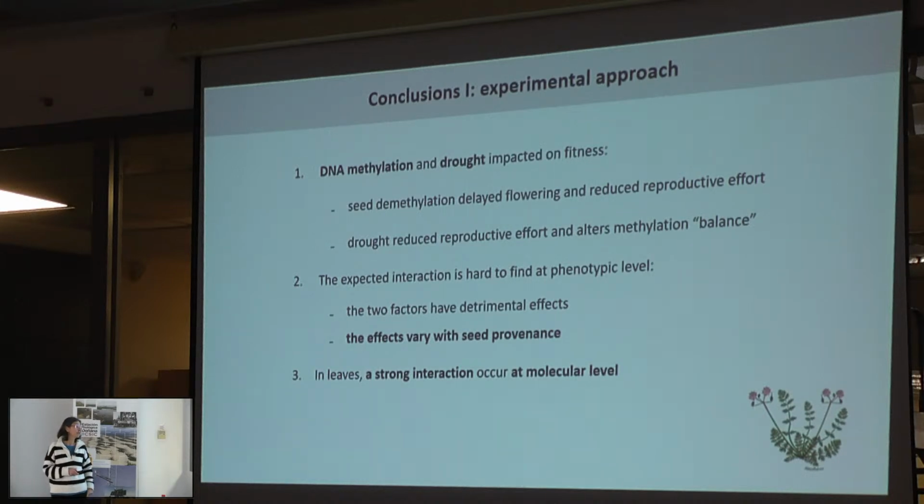And then in leaves, we found that there is a strong interaction at molecular level. So phenotypic level was more difficult to find because there is variability across individuals and across provenance, but at the molecular level, the interaction occurred, meaning that DNA methylation is related with the response to drought stress.